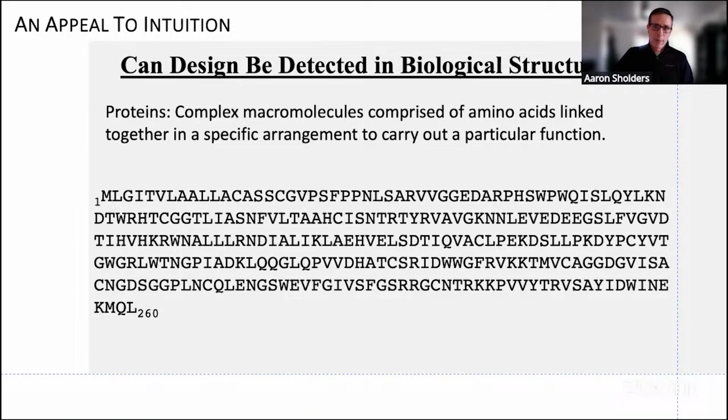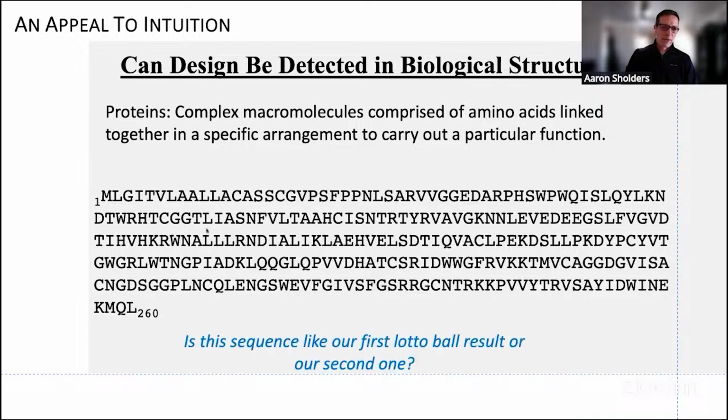Now, some of you might be looking at this and saying, well, that's a sequence of letters, kind of like what we talked about with our Lotto ball illustration. That's right. This is a sequence of letters that has, of course, a physical end to it in amino acids making up a protein. But here's our question: is this sequence of amino acids like our first Lotto ball result or our second one? In other words, can we detect in this some end, some purpose, some teleological significance that would allow us to say this was designed or not? Let's first address this from this standpoint.